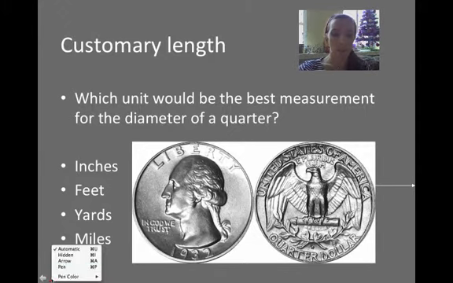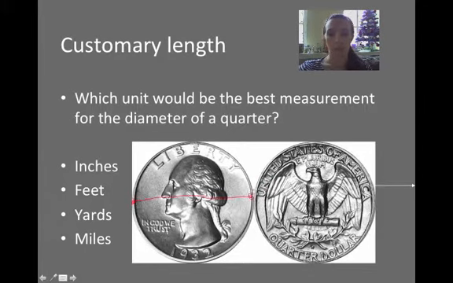And let's see here. What unit would you use to talk about the diameter of a quarter? We'll learn about this in a little bit, but diameter is the line that goes directly across a circle. So the diameter of a quarter. Go ahead and write that down in your notes. Yes, it would be inches. Everything else would be just too big to talk about.